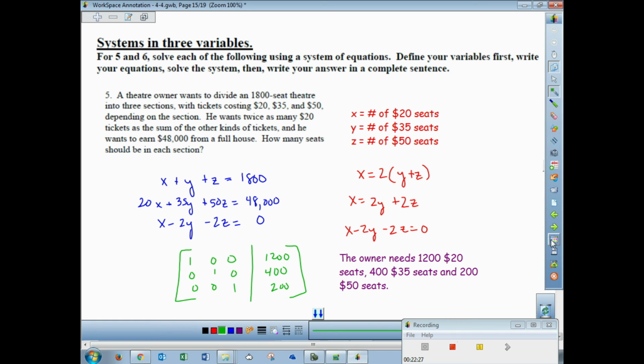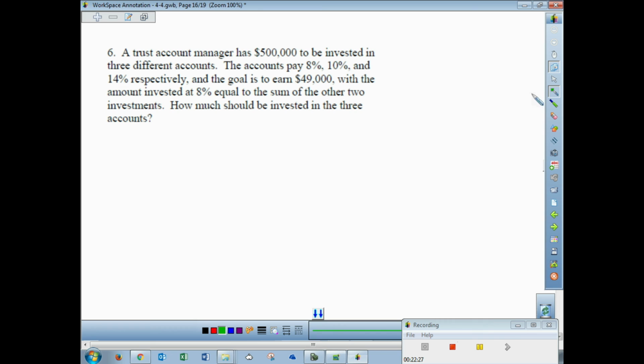One more, baby. A trust manager has $500,000 to be invested in 3 different accounts. This is what the accounts pay in percentages, respectively, and the goal is to earn $49,000 with the amount invested at 8% to equal the sum of the other 2 investments. So don't let all that mumbo-jumbo confuse you. That's just reading it for a general overview. Go through it one step at a time.